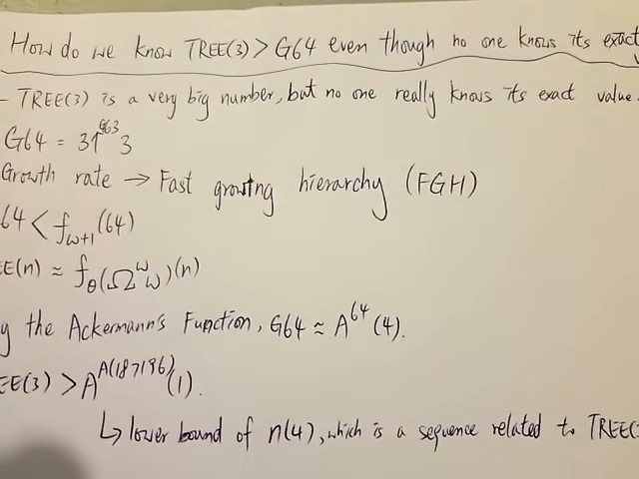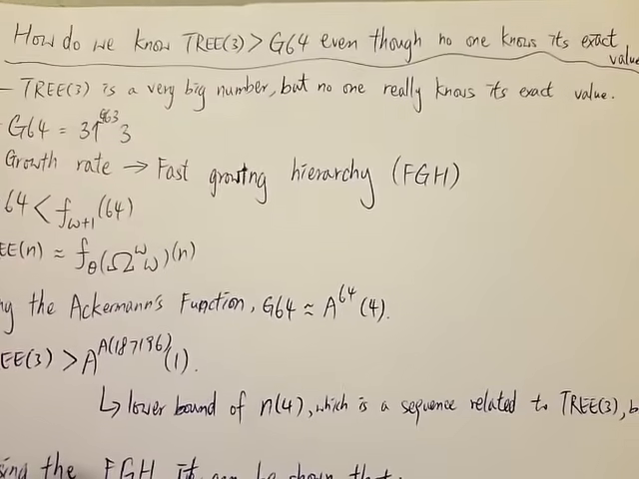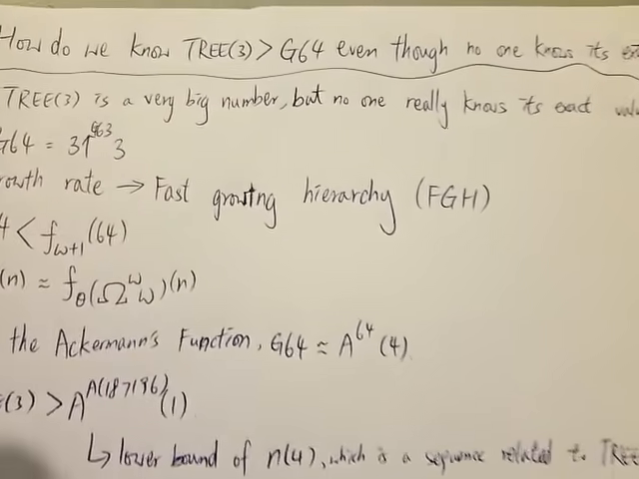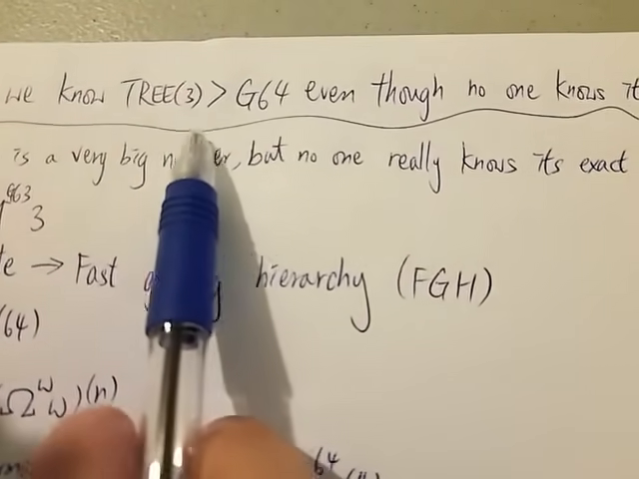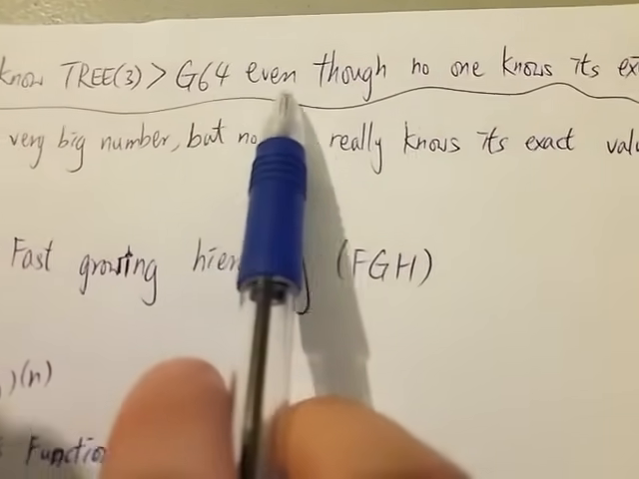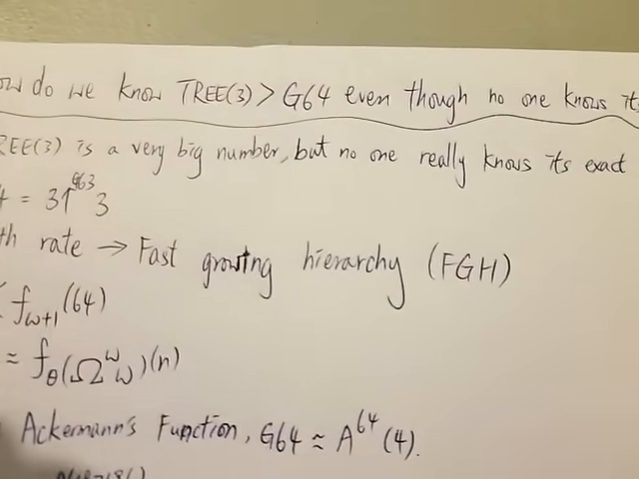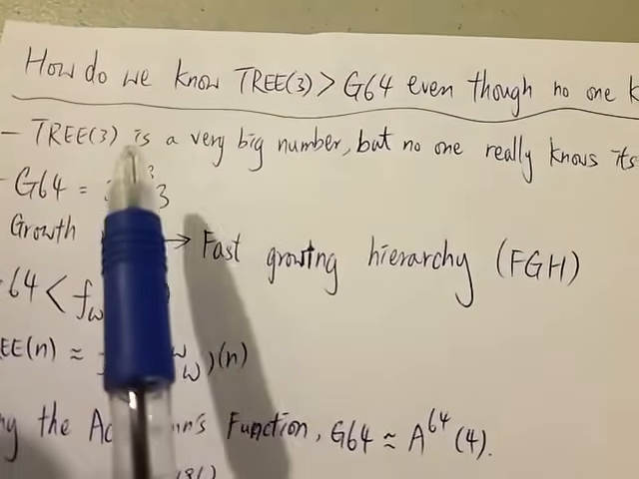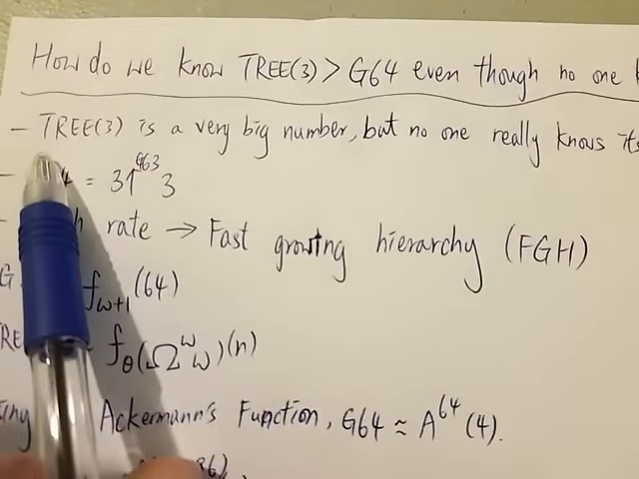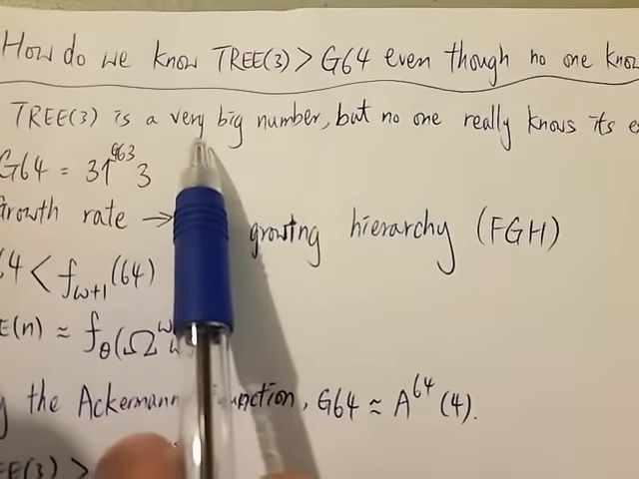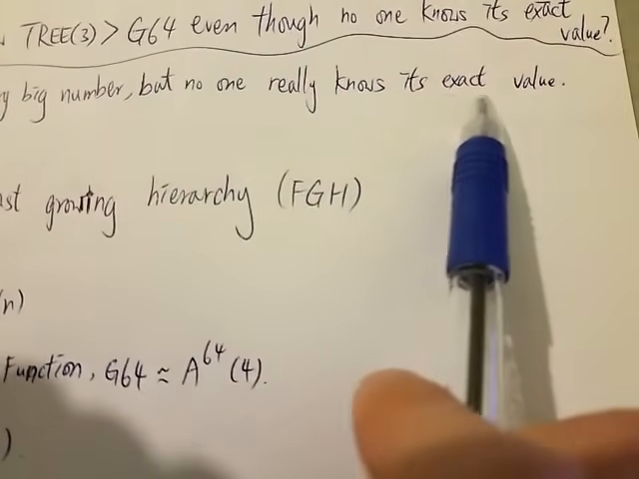Hi everyone. Today we're gonna look at a topic that some people have been asking. That is, how do we know that TREE(3) is much bigger than Graham's number, even though no one knows its exact value? So yeah, this is a question that has been asked by some people. We all know that TREE(3) is a very, very big number. However, no one really knows its exact value.